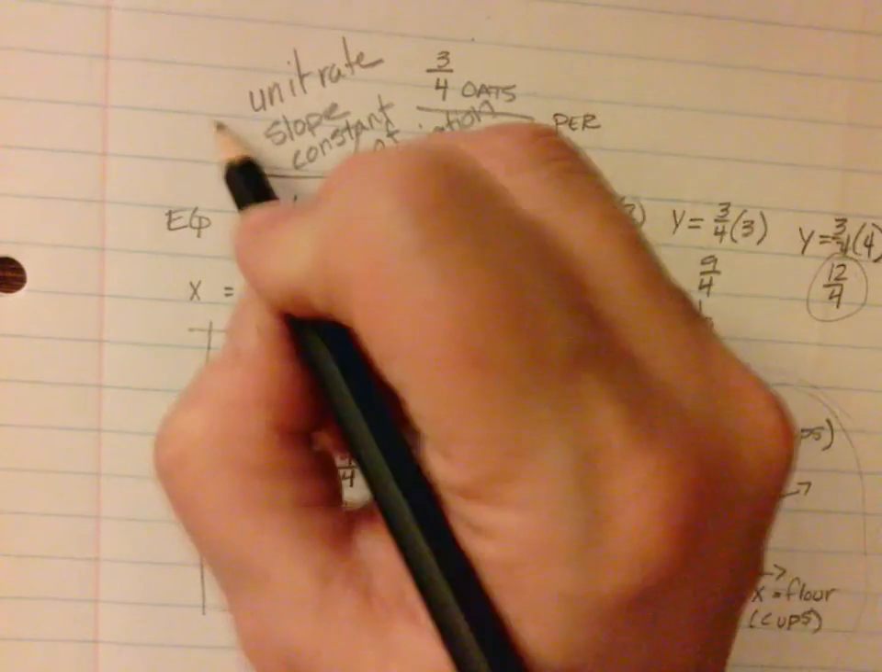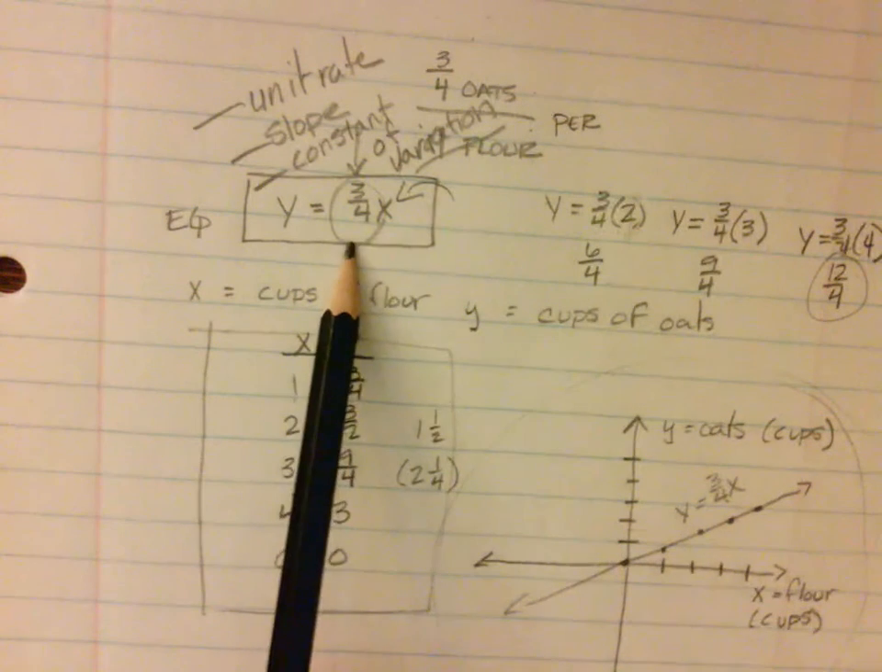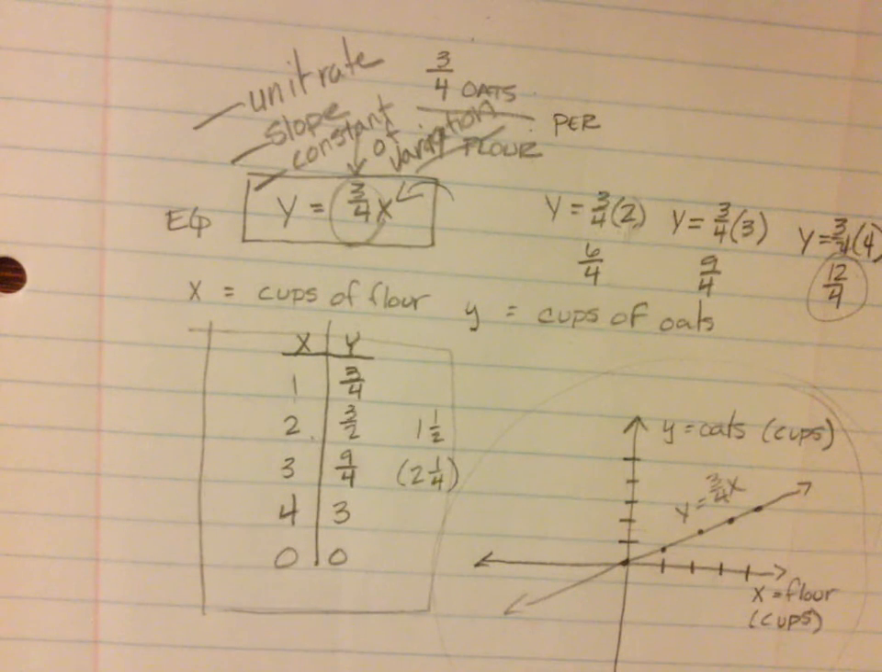Constant of variation. So there are 3 different names that we know this 3/4, or in our very first example, that 60 miles per hour was the slope of our line, the unit rate. It was also our constant of variation. So get used to hearing those words talked about.